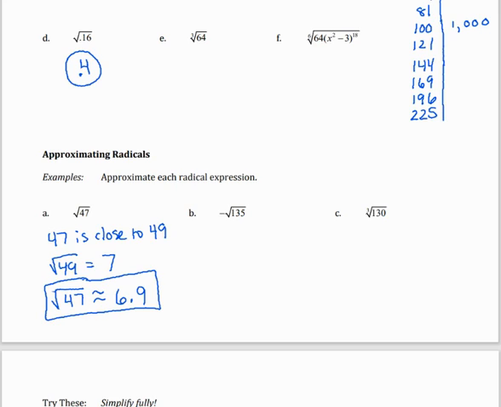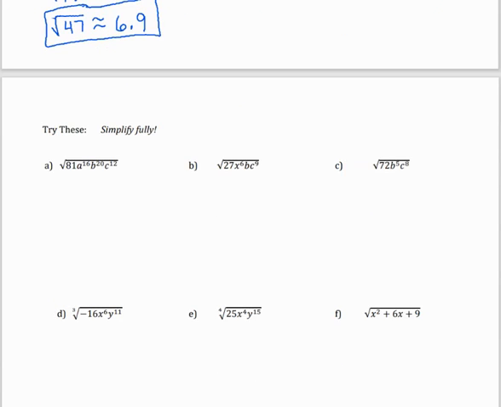Okay? You try doing B and C. Approximate those. So what perfect square is 135 close to? For C, what perfect cube is 130 close to? At the very end, you have 6 simplifying questions to do on your own. So give those a shot, and then we will check our answers when we come back to school.